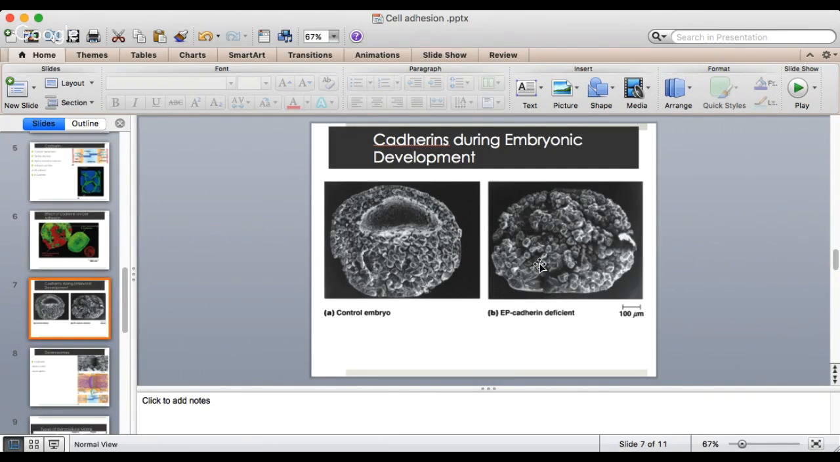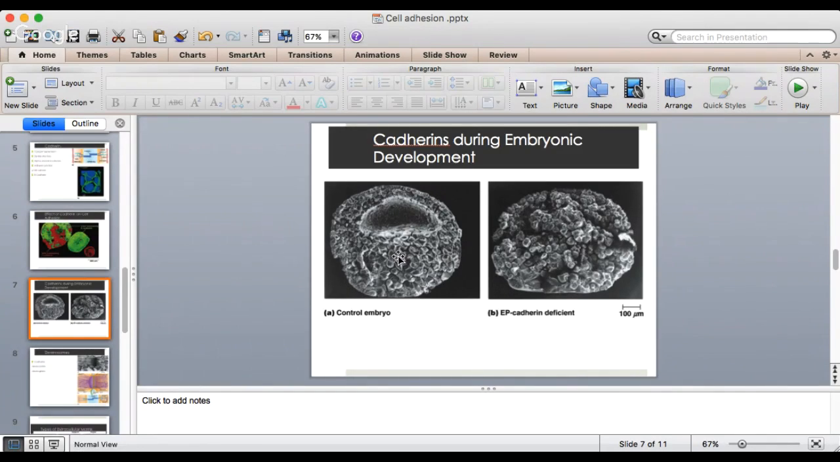Now moving on to cadherins during embryonic development. Here is a picture of two frog embryos. Cadherins play an essential role in embryonic development. In frog embryos, when messenger RNAs are depleted, EP cadherin proteins aren't produced anymore. They just stop being produced, and this results in the loss of normal organization of the embryo.